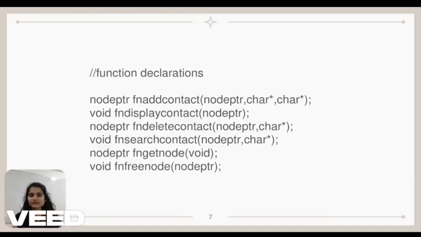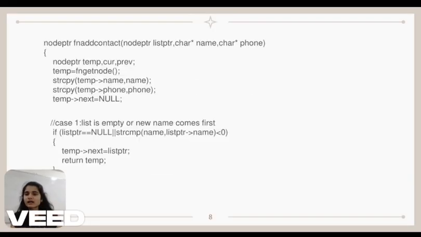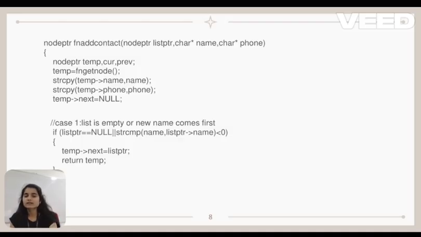Myself Nishita, I'm continuing this PPT. This function inserts the contact into the singly linked list so that the list stays in alphabetical order by the name. The new node is created, and the given name and phone number are copied to it. If the list is empty or the new name comes first in alphabetical order, we insert the new contact at the beginning. If the new name should go somewhere in the middle or end, we find the correct position by comparing the names and insert it there so that the list stays sorted.